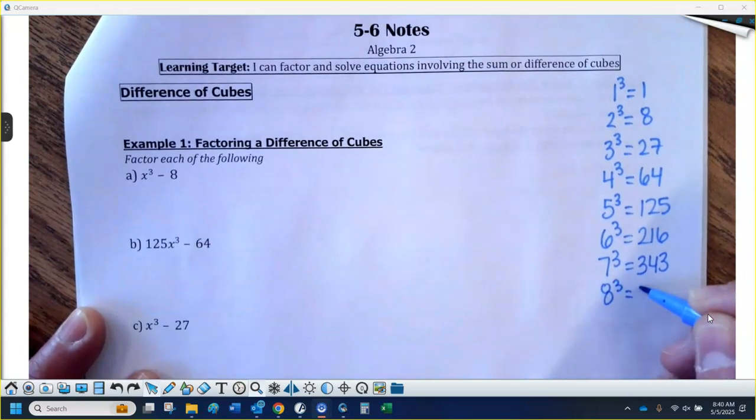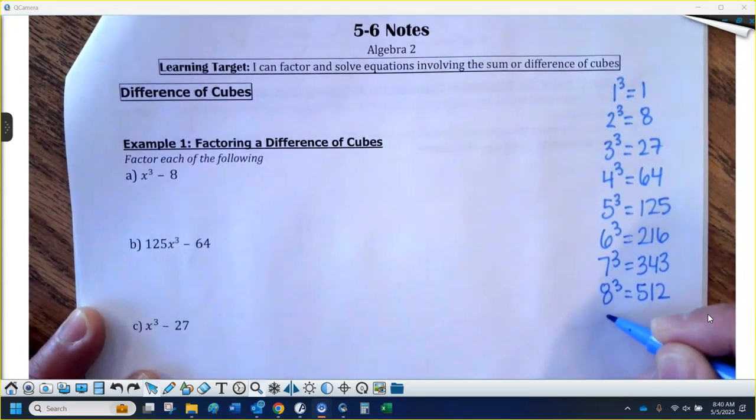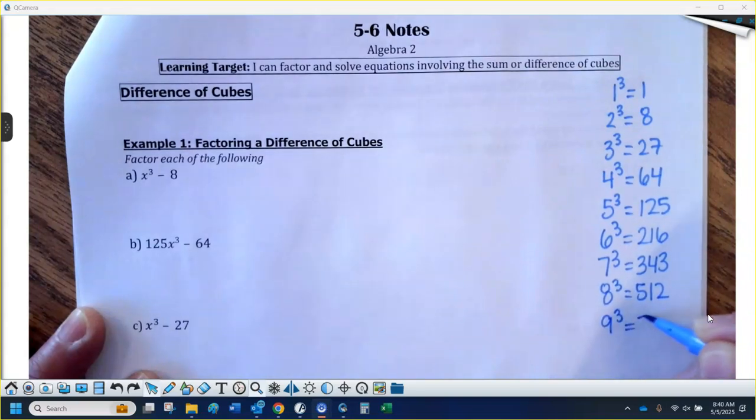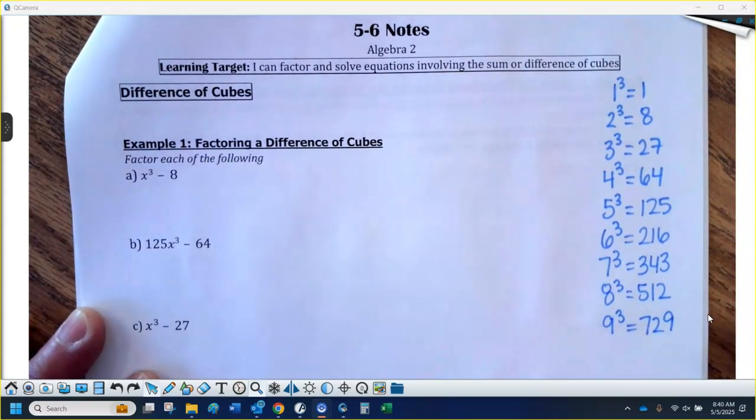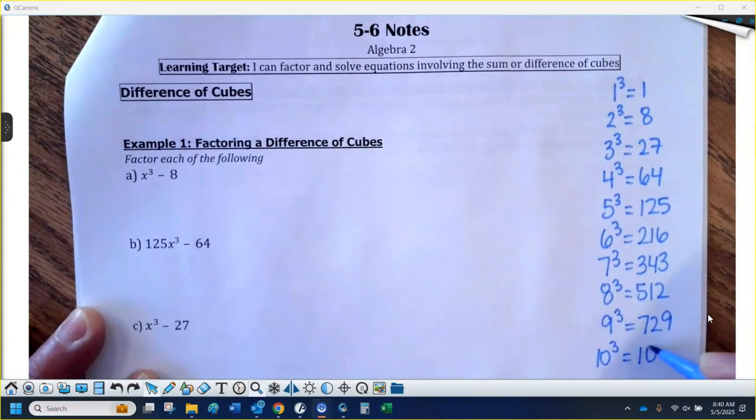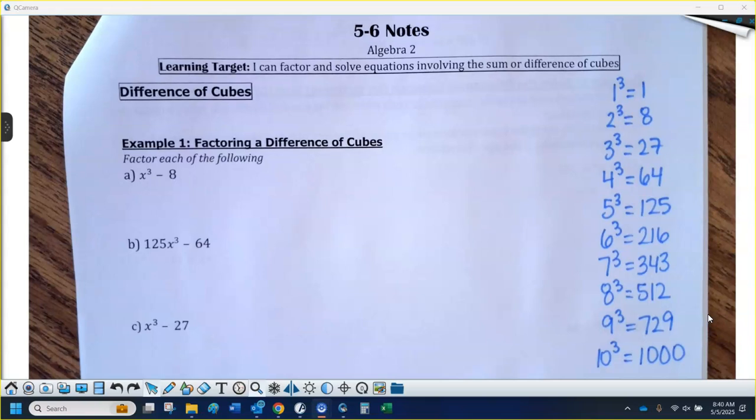8 to the third power is 512. 9 to the third power is 729. And I don't think anything goes any higher than this. 10 to the third power is 1,000. We could obviously keep going, like I could do 11 to the third power or 12 to the third power, but I don't think any of the problems go over 10.